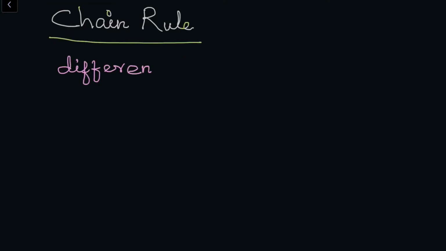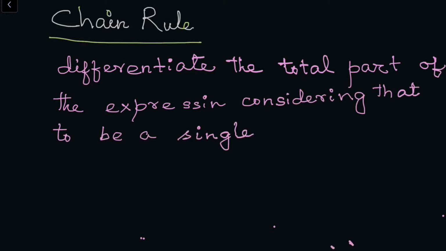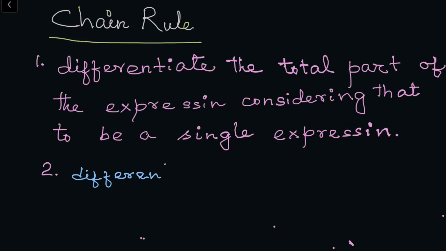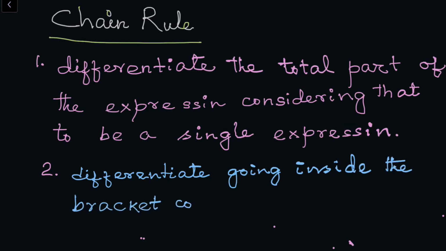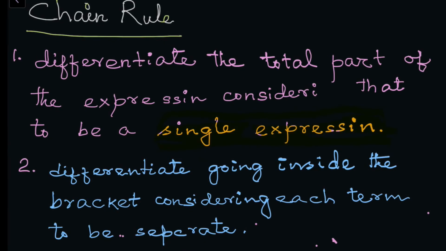Let's understand this. So the rule is: differentiate the total part of the expression given, considering that to be a single expression. Consider the whole thing to be a single expression, and then multiply by the differentiation going inside the bracket. You have to multiply these two parts. So inside the bracket, consider each term to be separate. Now go through this.